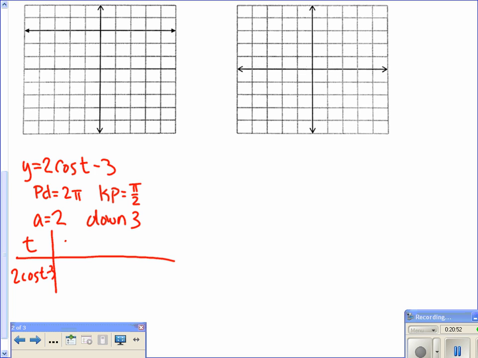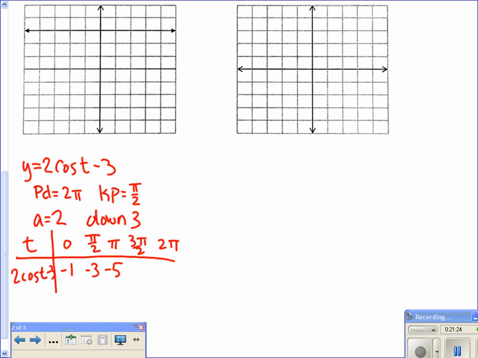When I do my t values, I start with 0, pi over 2, pi, 3 pi over 2, 2 pi. So the cosine of 0 is 1, 1 times 2 is 2, and 2 minus 3 gives me negative 1. The cosine of pi over 2 is 0, and 0 times 2 is 0, minus 3 is negative 3. When I plug pi in for t, the cosine of pi is negative 1, times 2 is negative 2, minus 3 gives me negative 5.